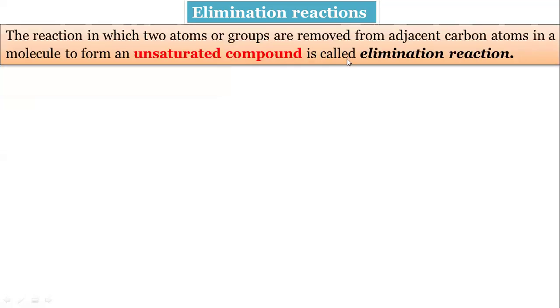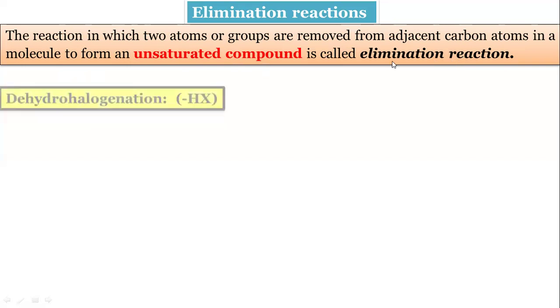The reaction in which 2 atoms or groups are removed from adjacent carbon atoms. So this adjacent carbon atom word is very important. These carbon atoms should be adjacent. The groups should not be attached to the same carbon atom in a molecule, to form an unsaturated compound. Means here a carbon-carbon double bonded compound will be formed. This is called an elimination reaction. This is for 1 mark.